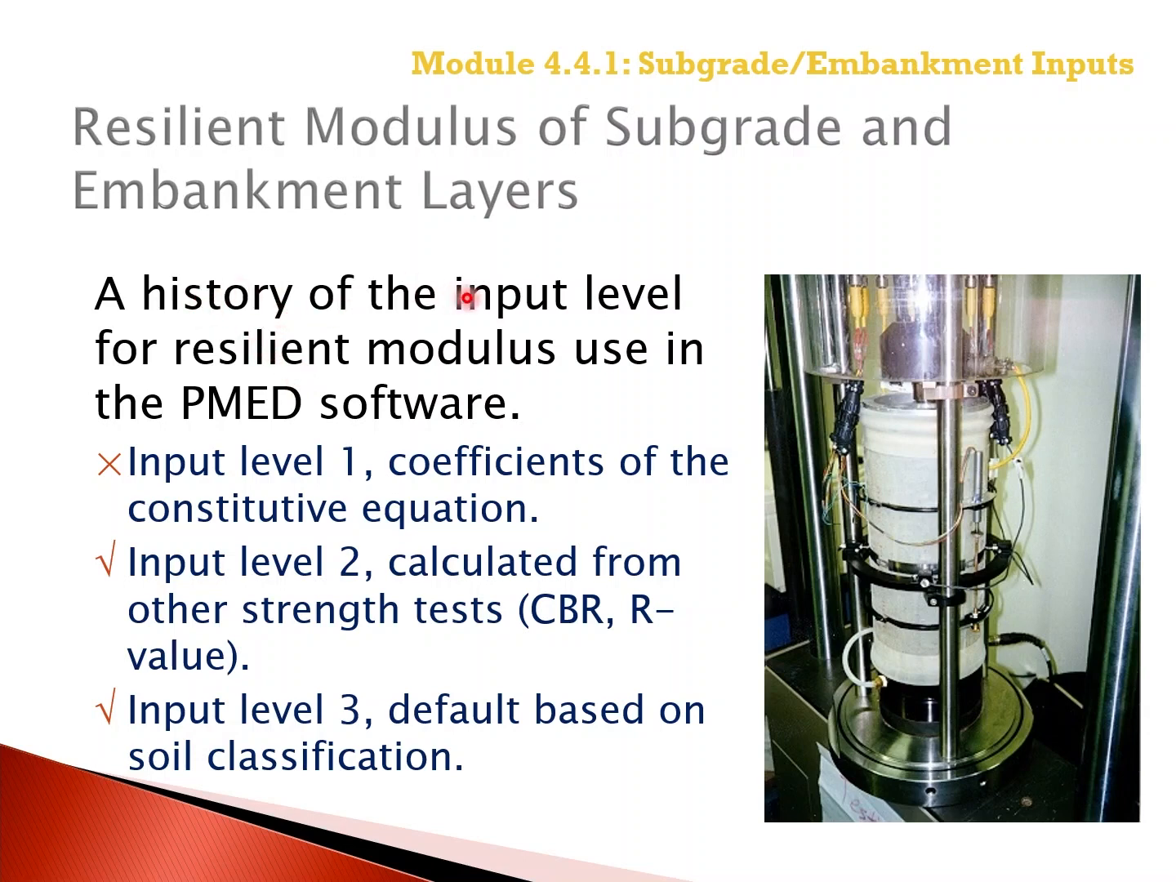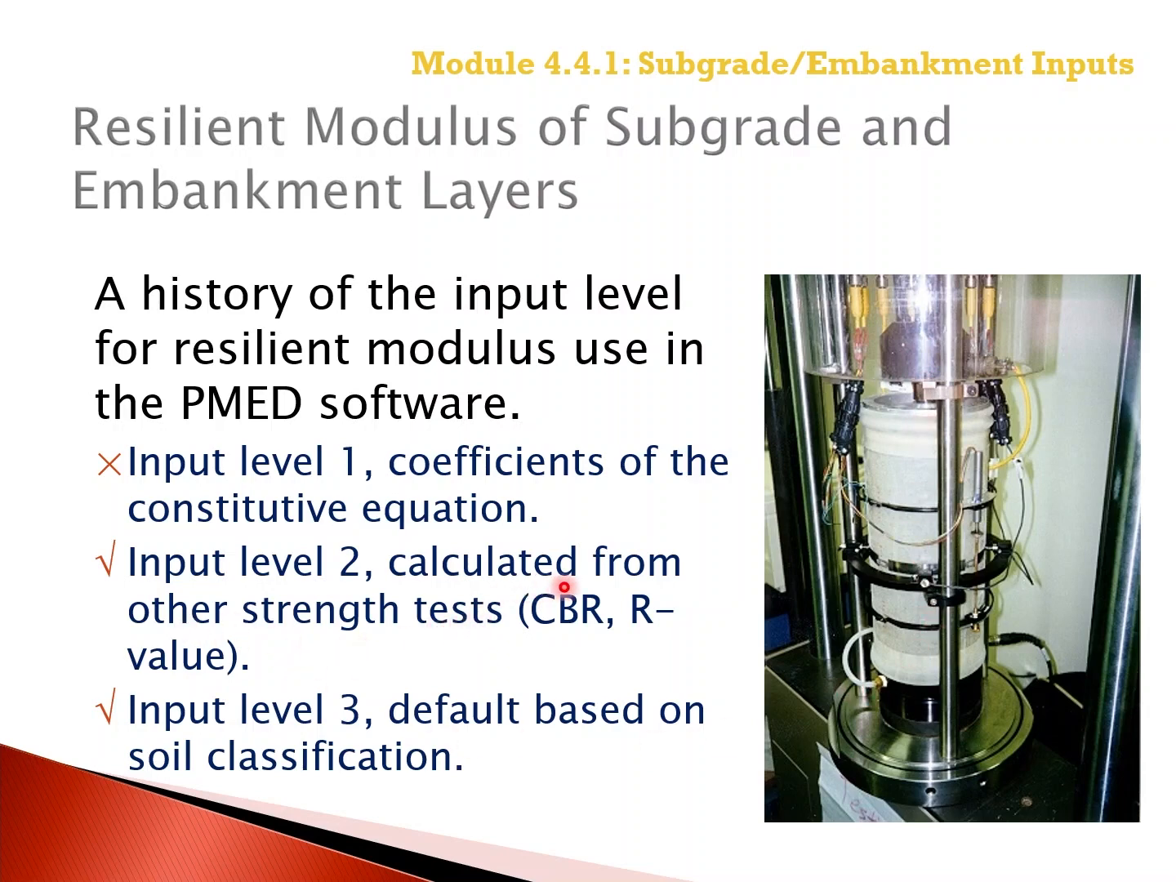So this is a history of the input levels. When the Pavement ME software, at least the rudimentary version of the software, was developed, there was an input level 1 from the resilient modulus test, AASHTO T307. And from the results of AASHTO T307, a series of 3 coefficients were derived that represent the constitutive equation, basically explaining how the resilient modulus changes as a function of confining pressure and applied deviator stress or stress state.